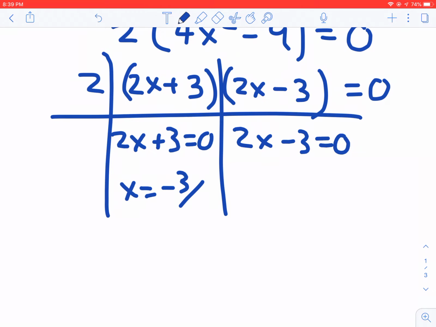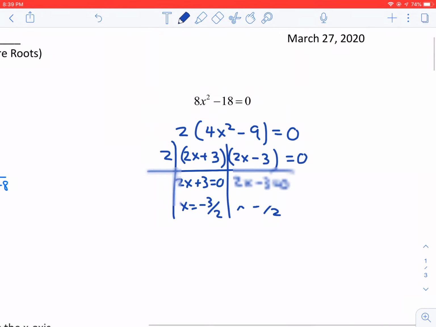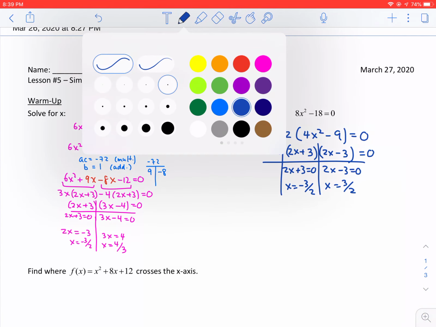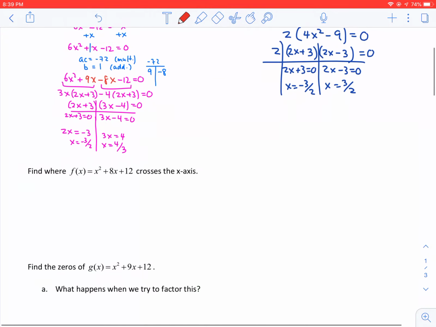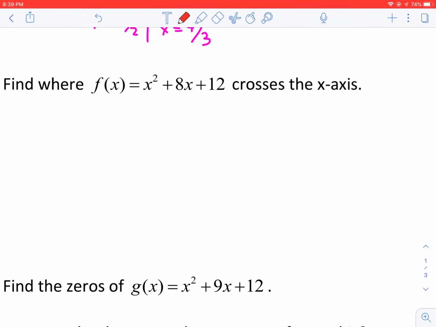I'm just going to jump to the answer. We get negative 3 halves and positive 3 halves. Alright, so 2 quadratic equations, solving them. Next, find where this function crosses the x-axis.